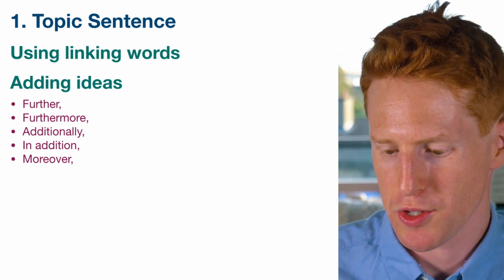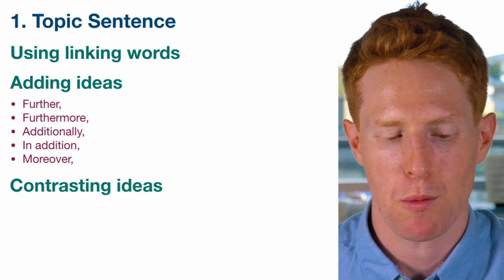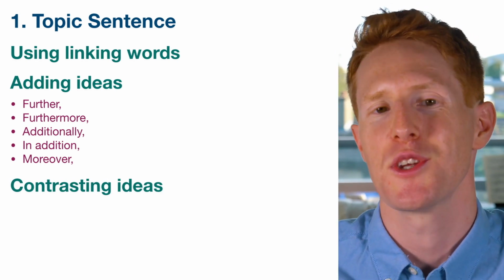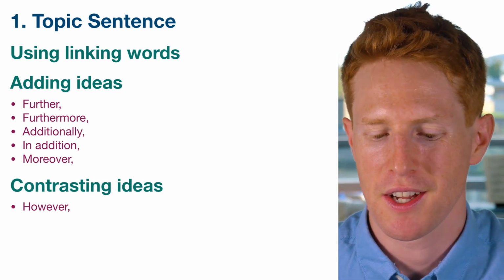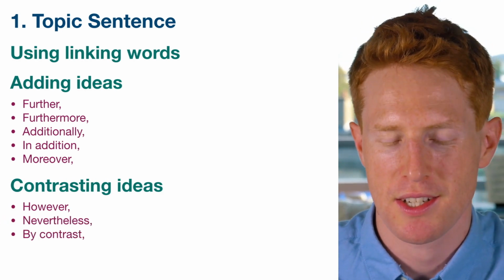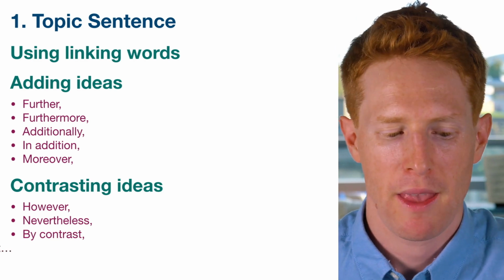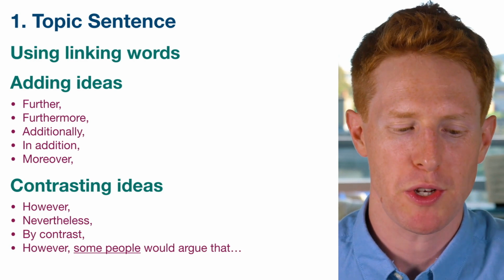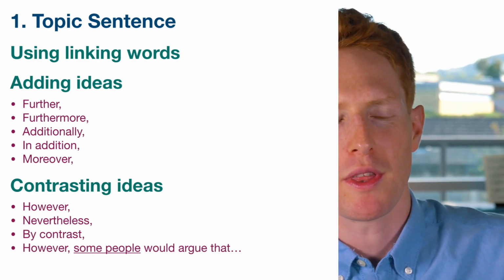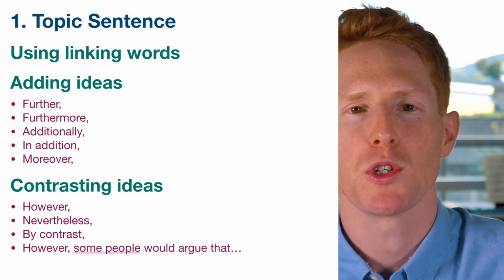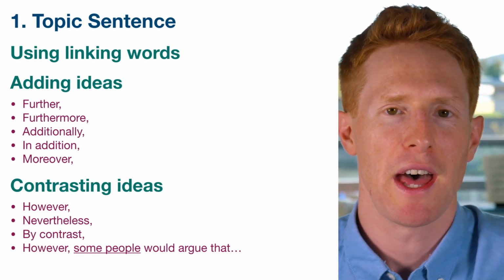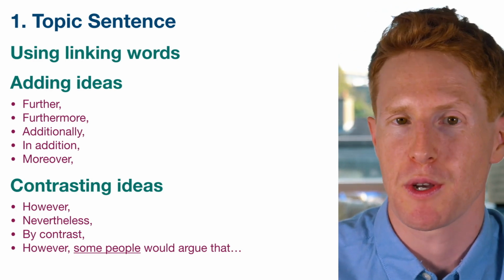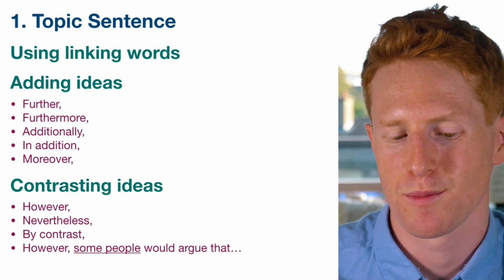However, you might also want to show the opposite point of view, in which case you're going to introduce a contrasting idea. In that case, use linking words like however, nevertheless, by contrast, or this is a very useful one. However, some people would argue that. So that can be very useful when you're saying, well, some people would argue that exams put too much pressure on teenagers. And then you might want to even rebut that idea and say, however, I don't agree with that idea, and here is why.